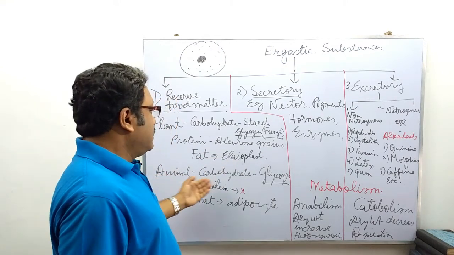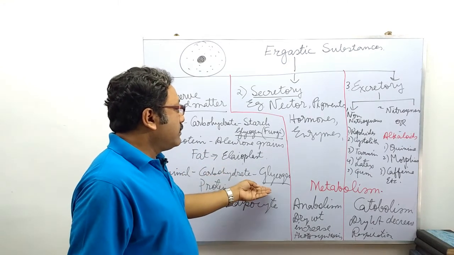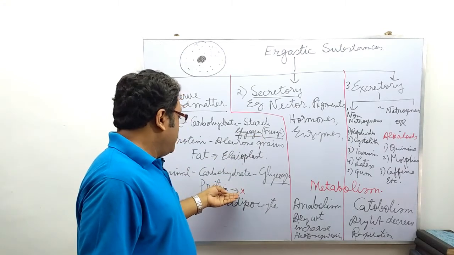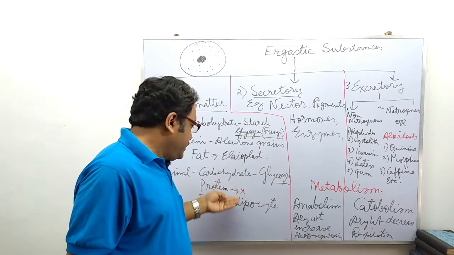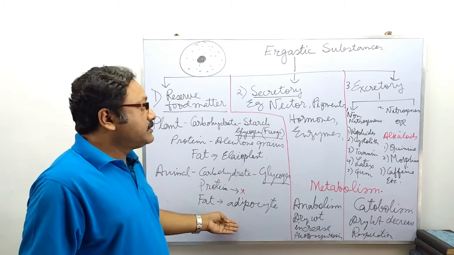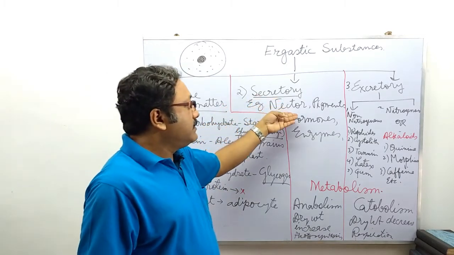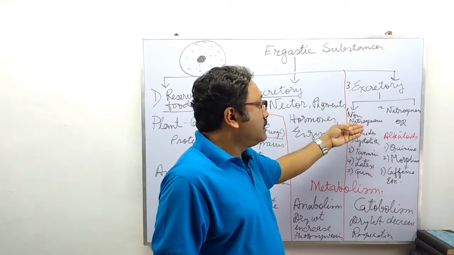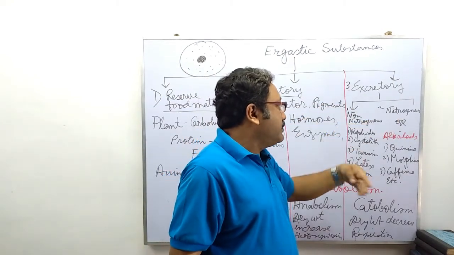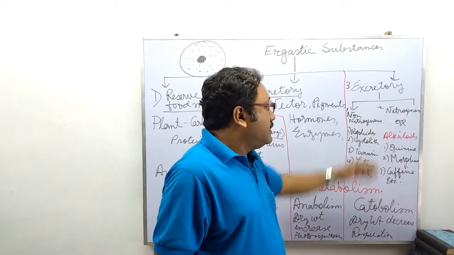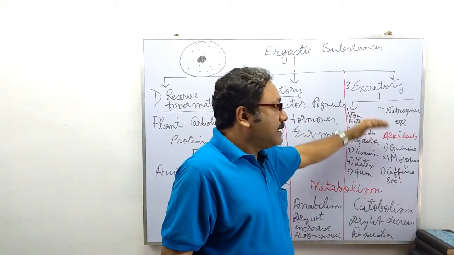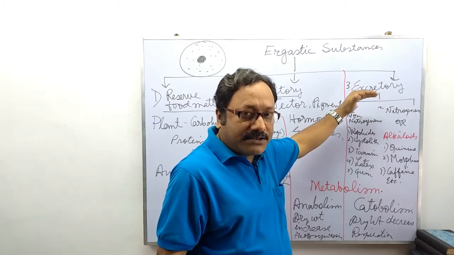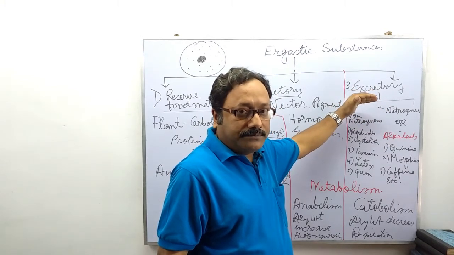In case of animal, the carbohydrate is stored in the form of glycogen, just like the fungi. There is no mechanism to store the protein molecules in the animal body. Fat is stored in the adipocytes. Secretory materials are nectar, pigments, hormones, enzymes, and the excretory materials are two types, non-nitrogenous and nitrogenous or alkaloids. This will be discussed in details in the excretion chapter later on.